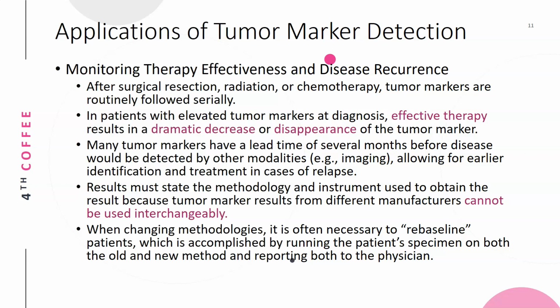If the patient is changing labs and there's a change of methodology, then you often need to re-baseline the patient, which is accomplished by running the patient specimens on both the old and the new method and reporting both to the physician. You just need to know that you cannot compare from one manufacturer to another. If you're following them serially, it needs to be all with the same method, same analyzer, etc. And that's it. Thank you.